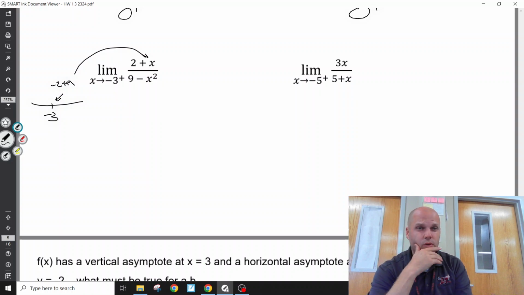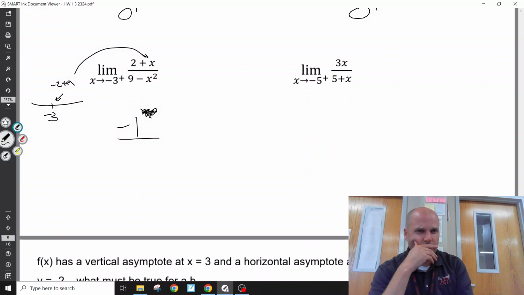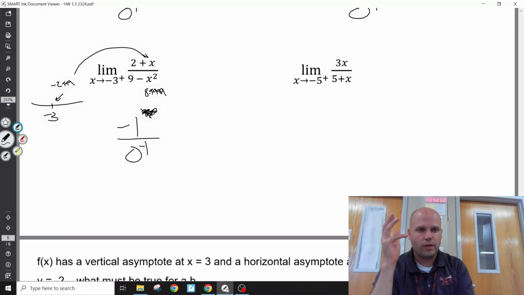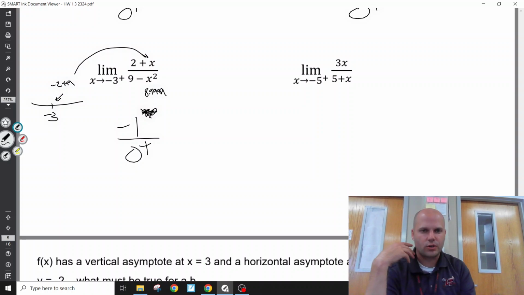-2.999 plus 2 is going to be close to -1. I don't care about left or right at all because it's still -1. -2.999 squared is going to be a little bit less than 9. It's probably like 8.999. I'm just using that as an example. So I know that when I subtract, it's going to be something close to 0 and positive. This is going to be negative infinity.